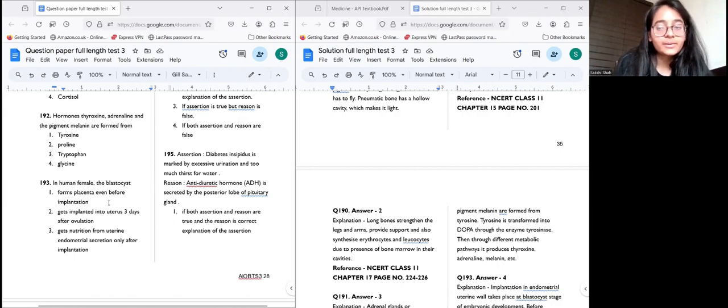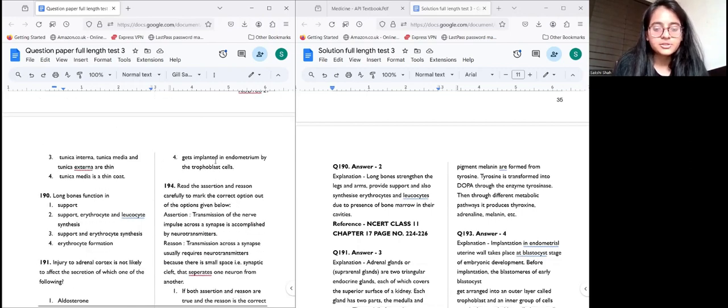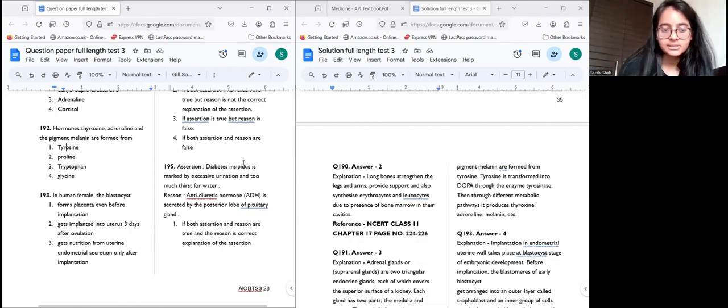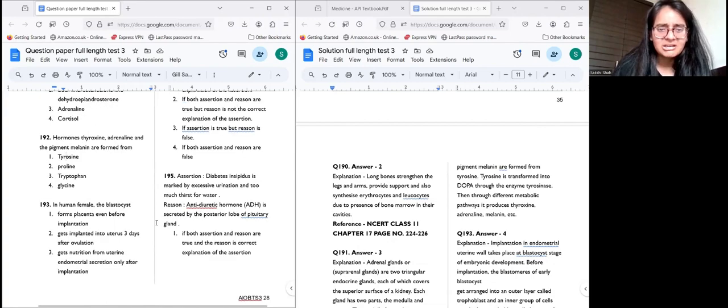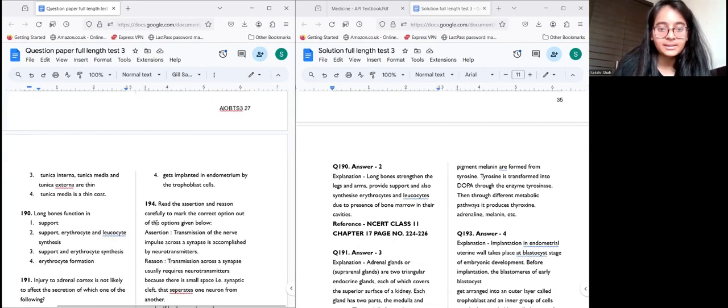In human female, for question number 193, the blastocyst. What happens to the blastocyst? Oh, yeah. The blastocyst gets implanted in the endometrium by the trophoblast cells. Because we know that implantation occurs in the endometrium. Does the blastocyst get nutrition from the uterine endometrial secretion only after implantation? No. Does it get implanted in the uterus 3 days after ovulation? All of these statements are vaguely correct, but the accurate answer to this is gets implanted in the endometrium by the trophoblast cells.